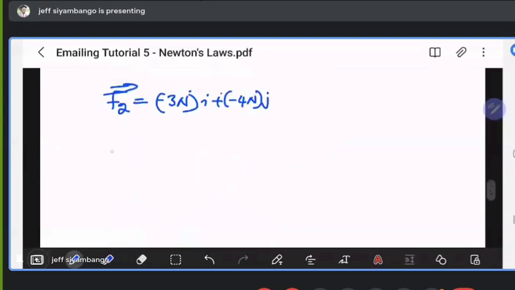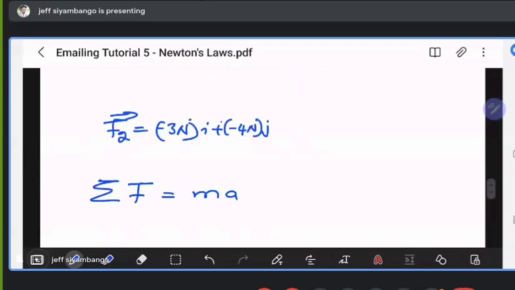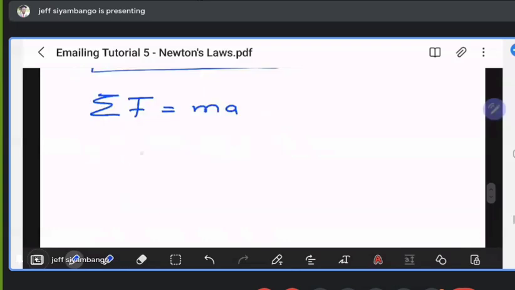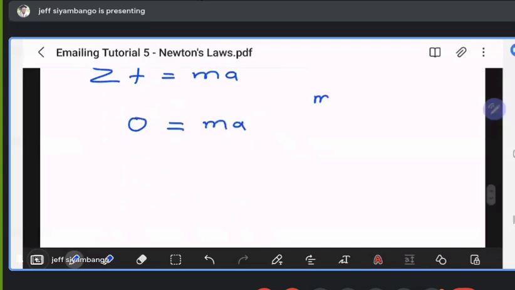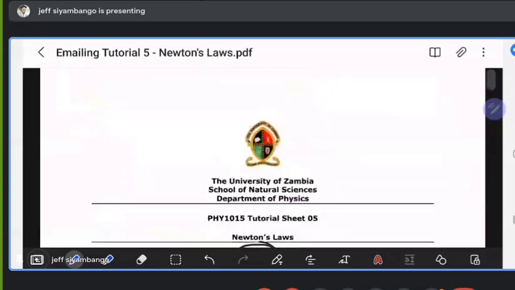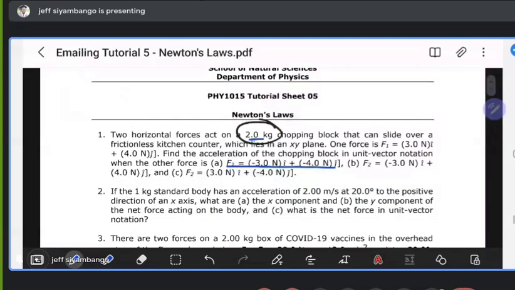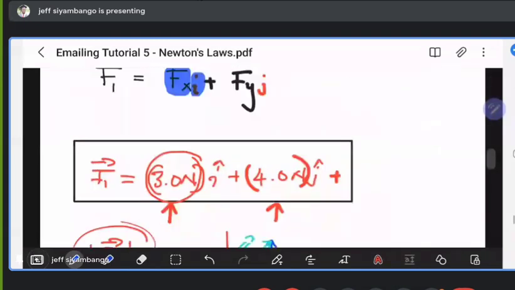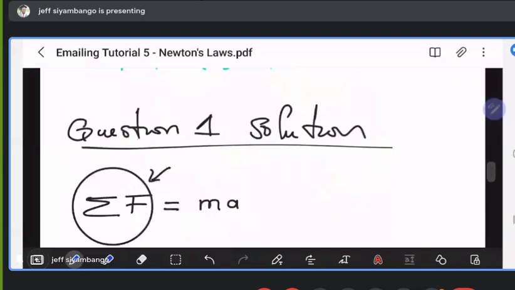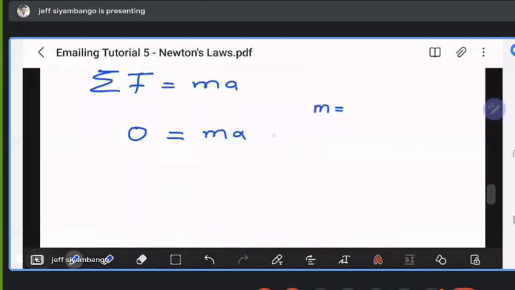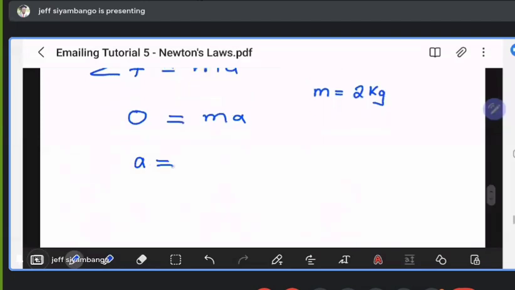So what are we seeing then? The sum of the forces is equal to MA. We've just seen that if F2 is equal to this expression, then the net force will be 0. If the net force is equal to 0, this is also equal to MA. We know the mass is not 0. Why? Because the question tells us what the mass is. The mass is 2 kg. That's the mass of the chopping block. So since the mass is known to be 2 kg, it implies that what actually is 0 has to be acceleration. So the acceleration is equal to 0.